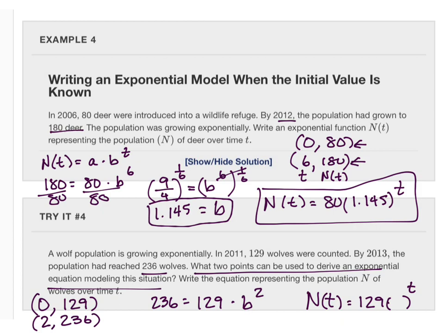Okay, so what's my first move to solve for b? Divide by 129. You got 1 point something? 1.829. Is b squared? So how do I get that by itself? Square root it. Do you want to do the whole number for accuracy? 3 decimal places. 1.353. That is our b number.